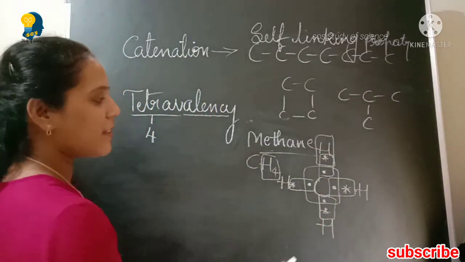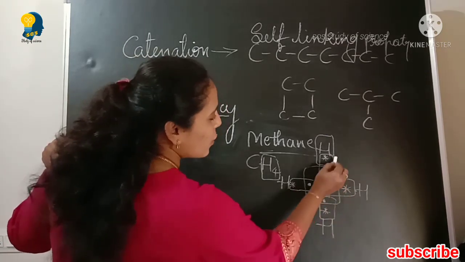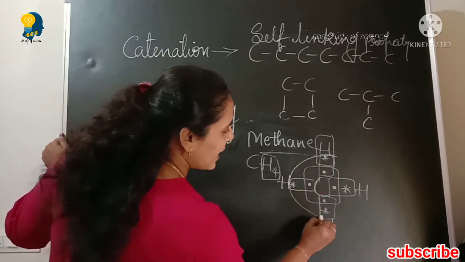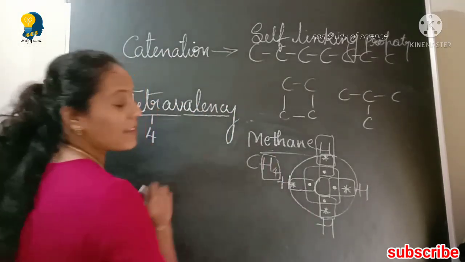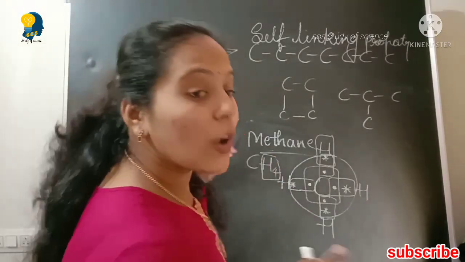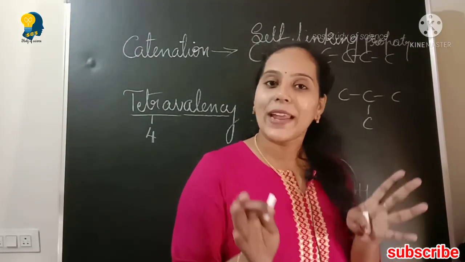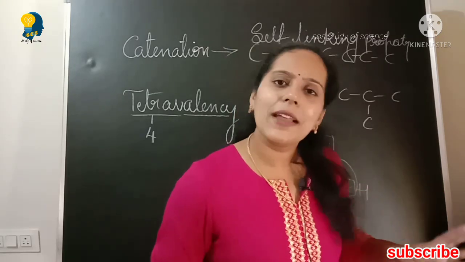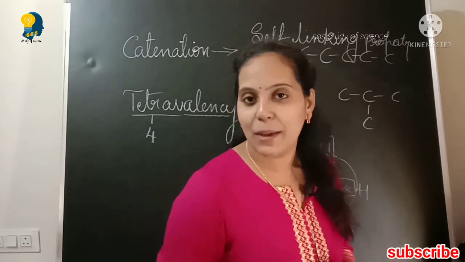As a result, you can see now carbon has 1, 2, 3, 4, 5, 6, 7, 8. So totally there are 8 electrons surrounded by the carbon. 8 valence electrons are there now for carbon. So carbon now has obtained stability. What about hydrogen? Every element has to obtain stability, no?